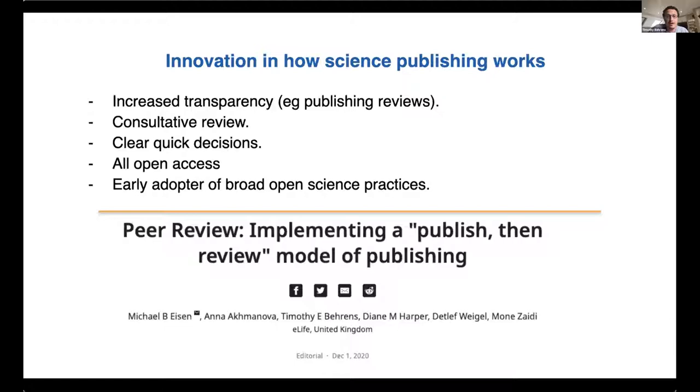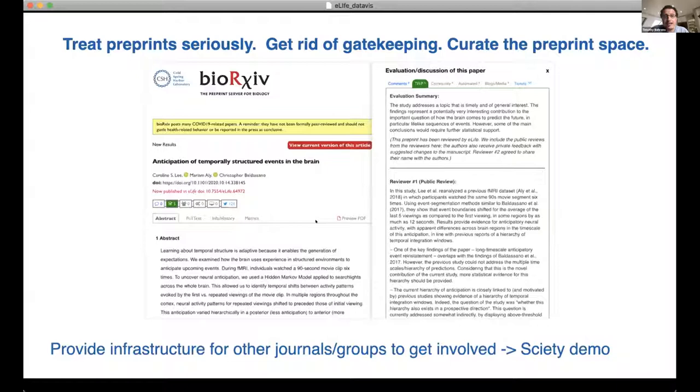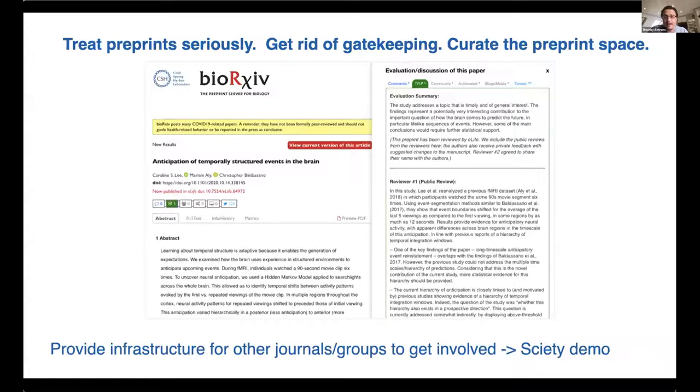And so here's a kind of example of the kinds of things we're doing now. We're taking preprints seriously, trying to get rid of gatekeeping, and putting a lot of energy into curating the preprint space. And so we're trying to publish concise takes on preprints along with detailed reviews to try to help people understand the contributions of preprints.